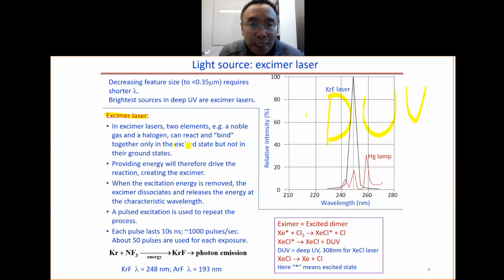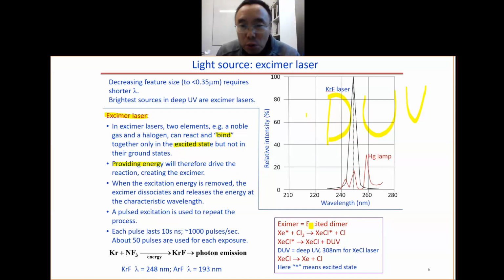But when they are in the excited state, the noble gas and the halogen can actually bond to form a compound. But this compound is not stable. It will fall apart, and when it falls apart, it releases the deep UV light. So first, we need to provide energy to bring those elements to the excited state. That means we have the plasma. The plasma provides energy to go to the bonded state.